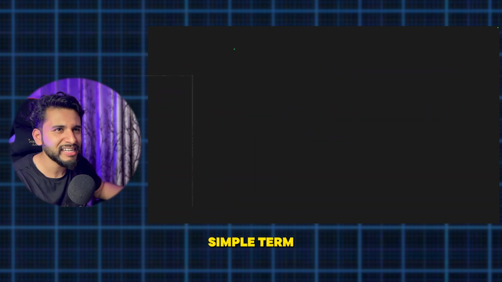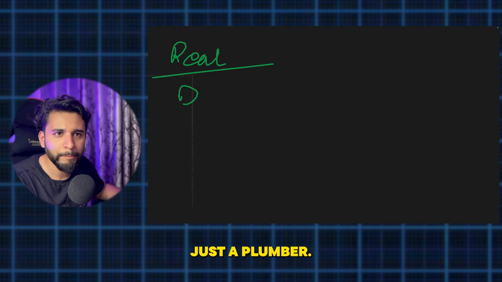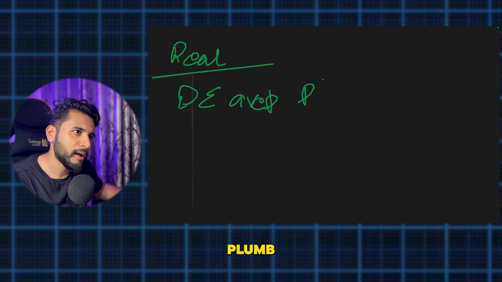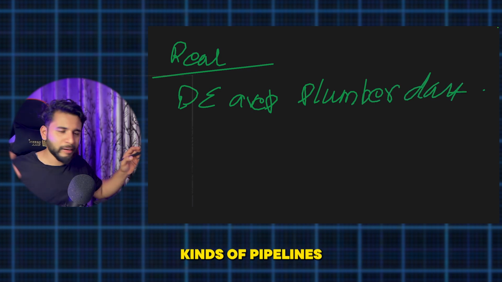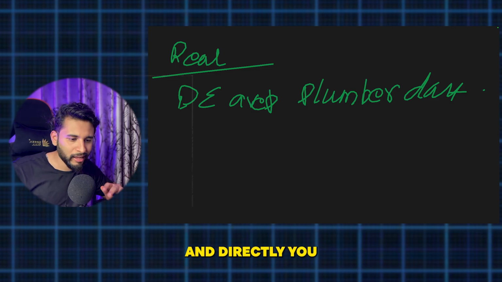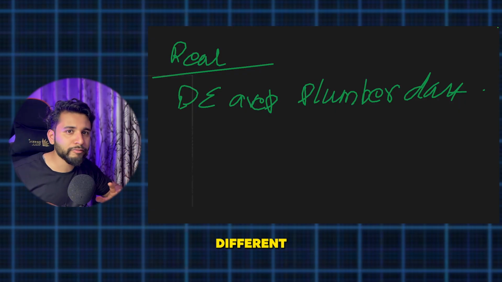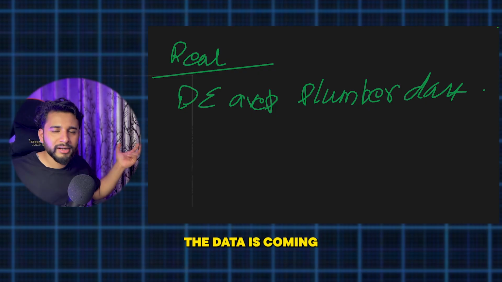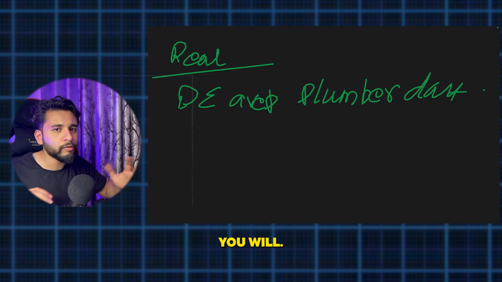I'll try to explain in very simple terms, that is a real world analogy: what a data engineer actually is in reality. Data engineers are just plumbers, basically plumbers of data. You might have seen that different kinds of pipelines are there, and different kinds of water will come, and a plumber will come and connect the water directly to your different kinds of taps. For shower, different kinds of taps will be there. For dishwashing, different kinds of taps will be there. From a source somewhere the water is coming, and they are giving it to you directly. Wherever you open the tap, you get the water.